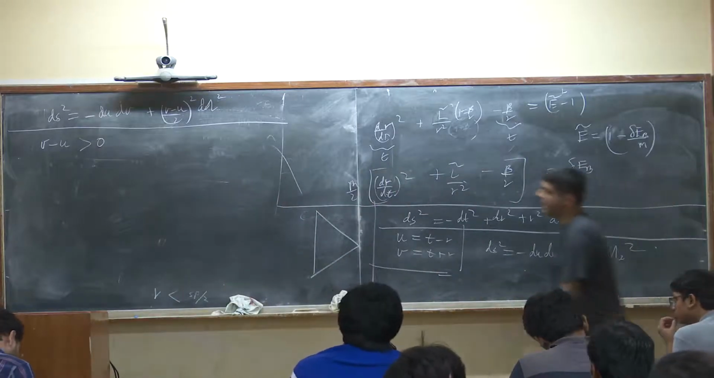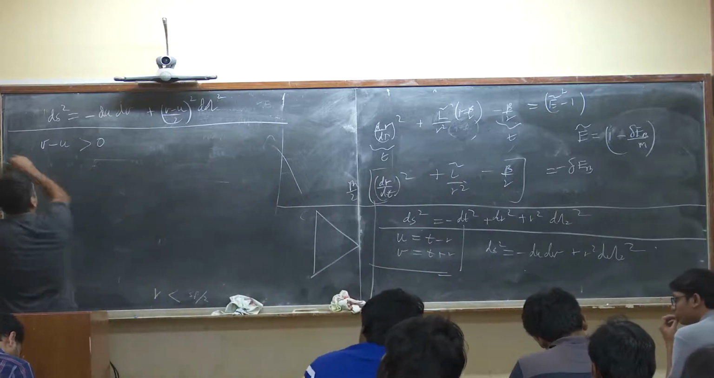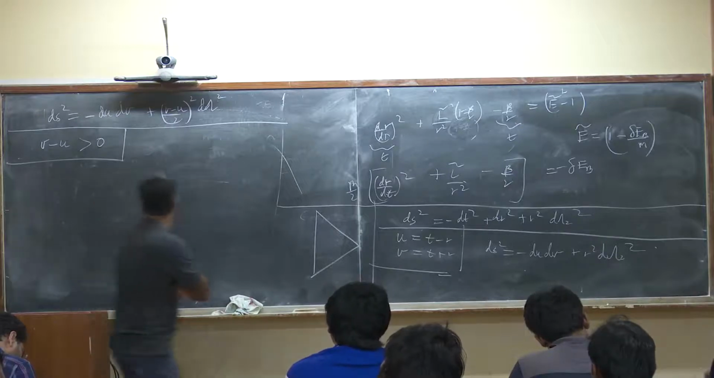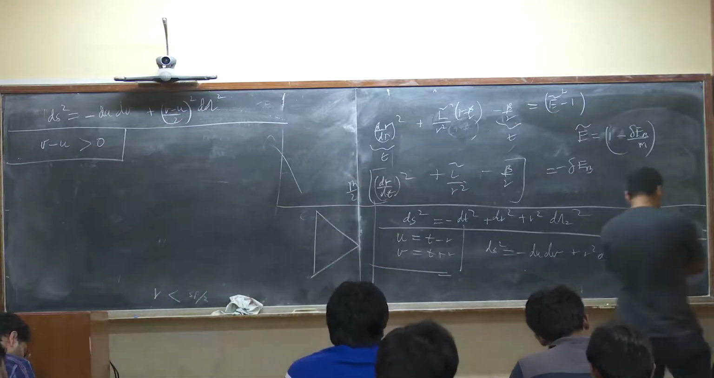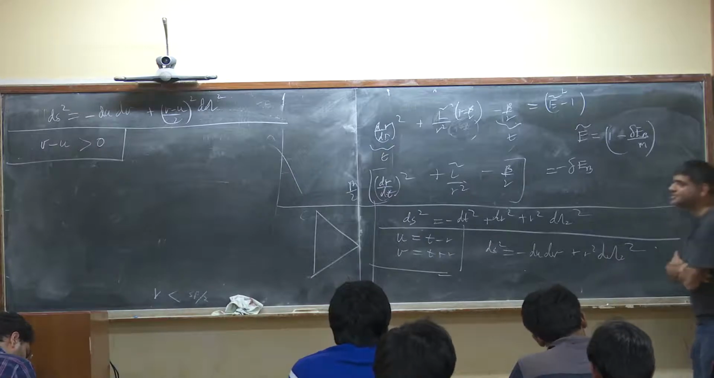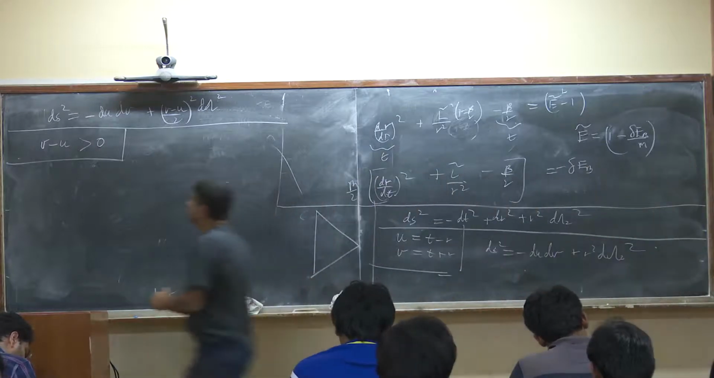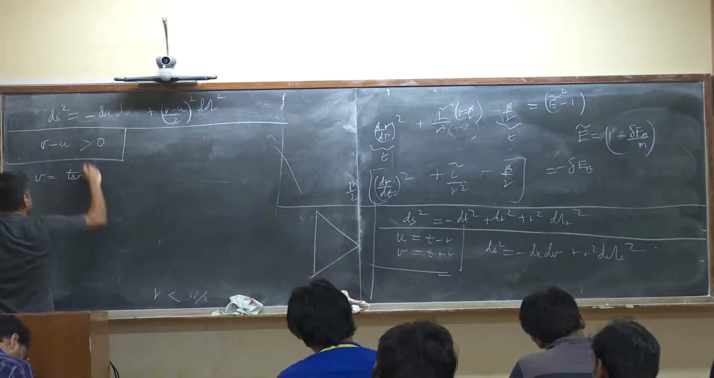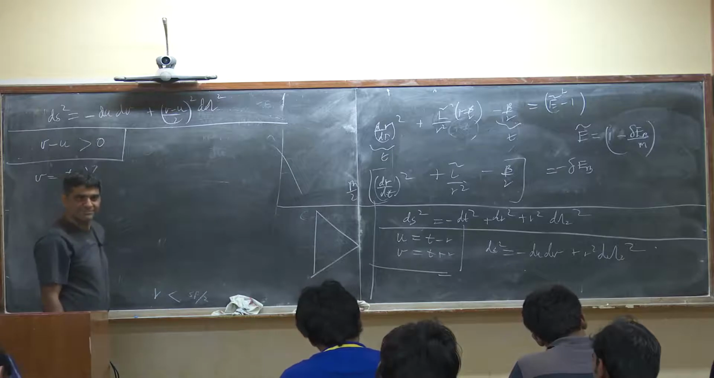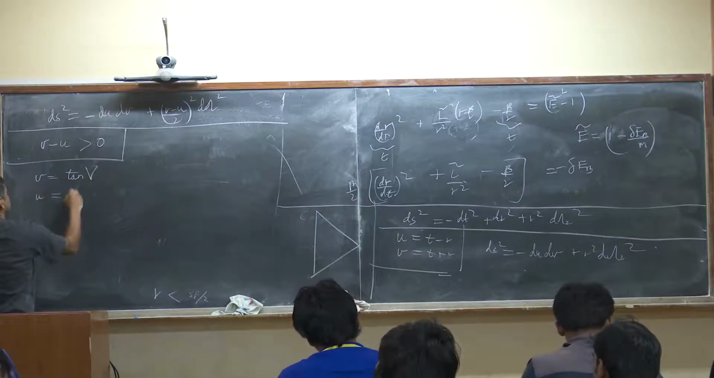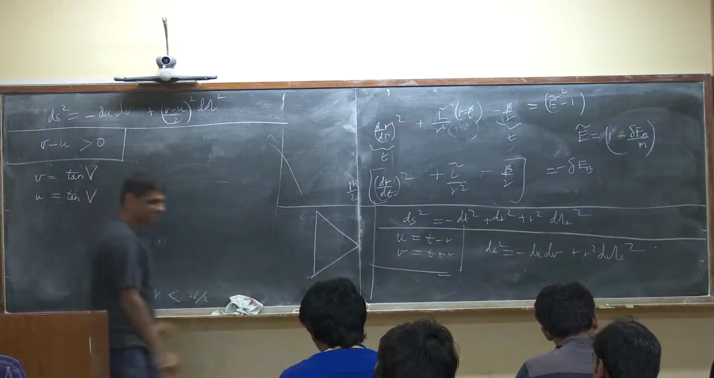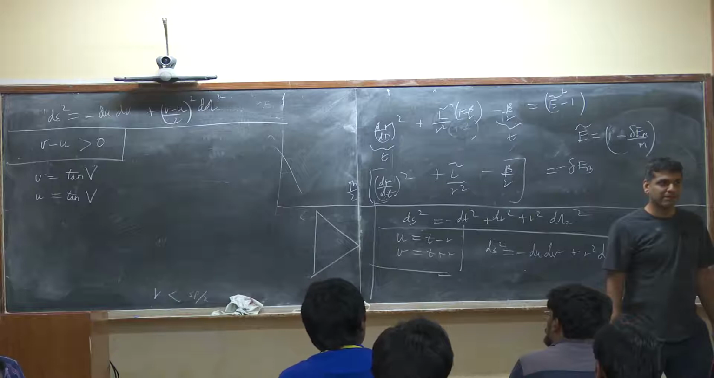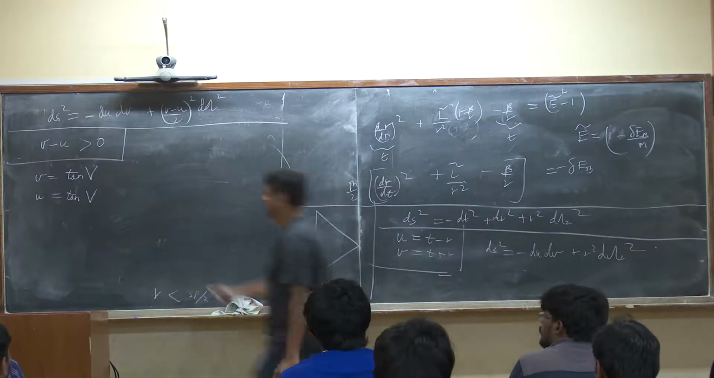Okay, good. Now, the next thing I do is to write V is equal to tan V, and U is equal to tan U. Was it the other way? Yeah, this is right. Sorry.